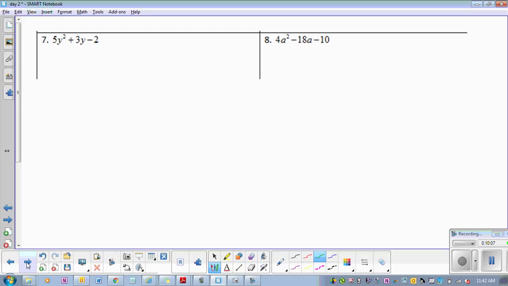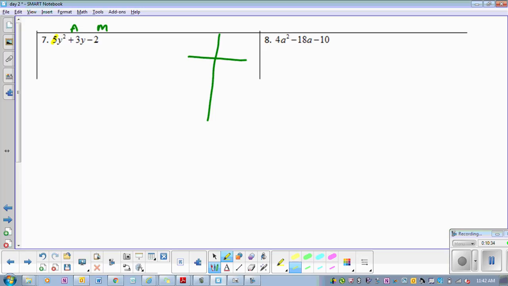Let's look at number 7 and 8. So I have 1, 2, 3. Okay, this is another AM T chart, right? Here's the thing though, guys, I see a number in front, but there's no GCF. 5, 3, and 2, the GCF is 1, right? And I can't take out a Y because they don't all have a Y.